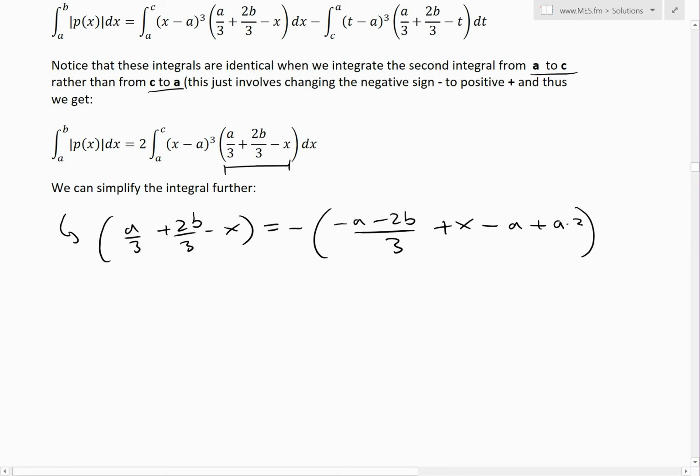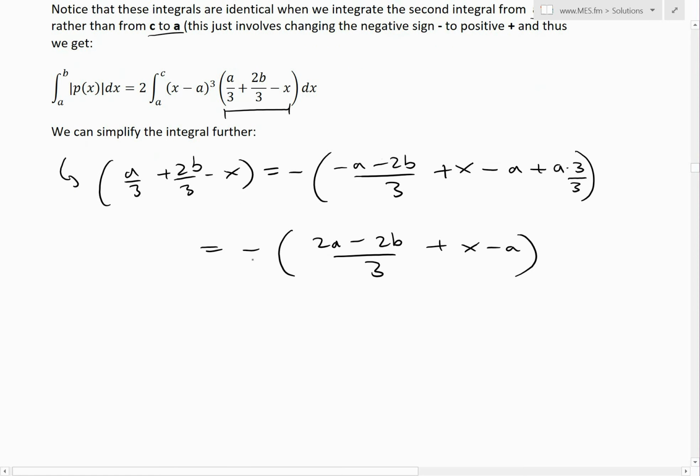What I'm going to do now is minus a plus a, so we're not changing anything, and you'll see why I'm doing this later. Now, multiplying by the common denominator top and bottom, we get negative 4a, so negative a plus 3a is positive 2a, minus 2b over 3, plus x minus a. Then put the minus back in, this flips around, and taking the 2 out, we get 2 over 3, b minus a.